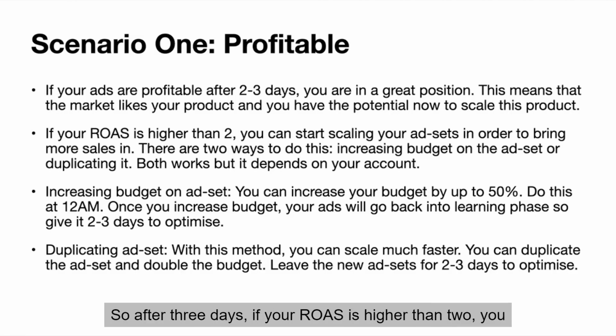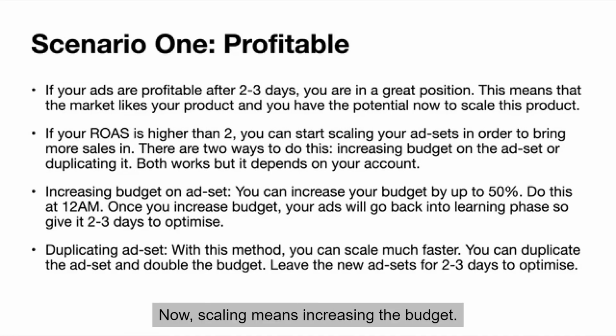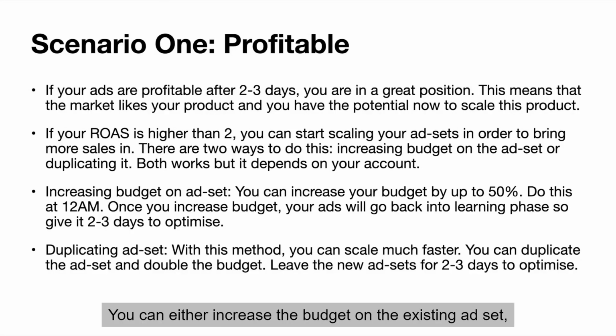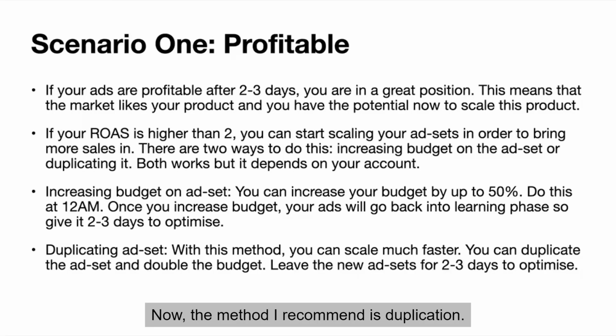So after 3 days, if your ROAS is higher than 2, you can start scaling your ad sets in order to bring more sales in. Now, scaling means increasing the budget. There are 2 ways to do this. You could either increase the budget on the existing ad set or you can duplicate it. Both methods work, but it depends on your account. Now, the method I recommend is duplication.